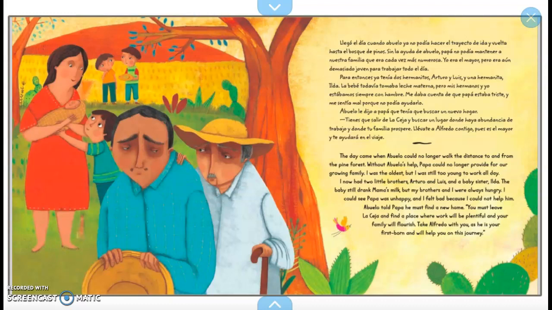Abuelo told Papa he must find a new home. You must leave La Ceja and find a place where work will be plentiful and your family will flourish. Take Alfredo with you, as he is your firstborn and will help you on this journey.